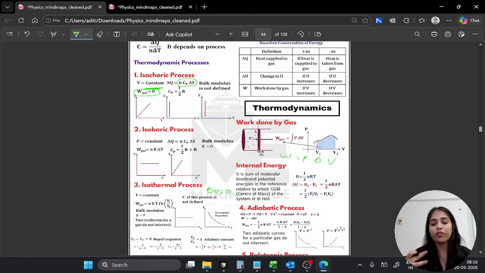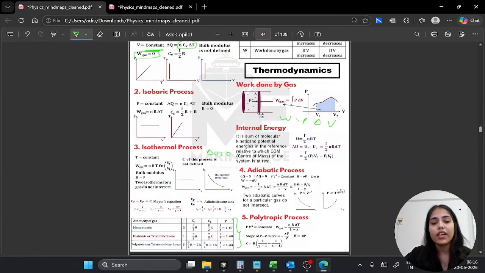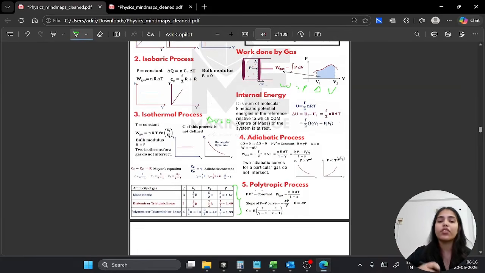Because of the motion of these electrons, atoms, molecules, that is known as the internal energy. Next, we have the adiabatic process. In an adiabatic process, there is no external heat supplied, so delta Q is equal to 0. Whatever work is done, or whatever change in the energies there is, work gets converted to internal energy, or internal energy is converted to work done. So delta Q is 0, so W is equal to minus delta U.